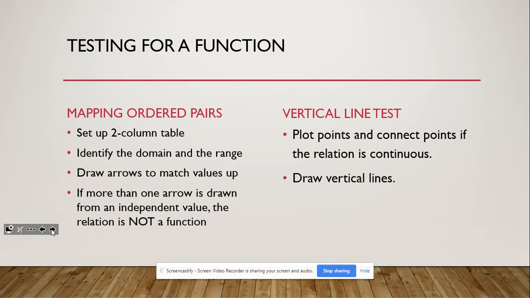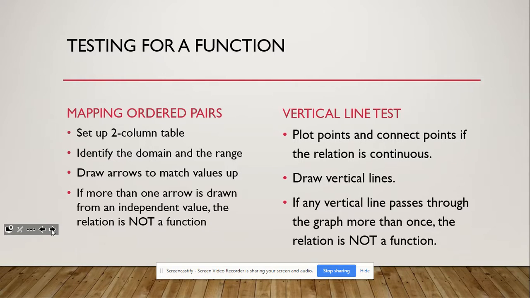Next, draw vertical lines, and again, vertical lines are ones that go up and down. Draw vertical lines all over your graph anywhere you want. If any of the vertical lines that you drew passes through any of your graphs or your drawings more than once, the relation is not a function.